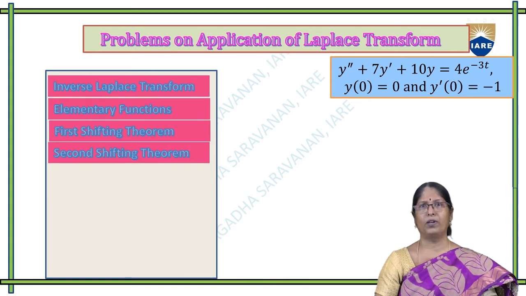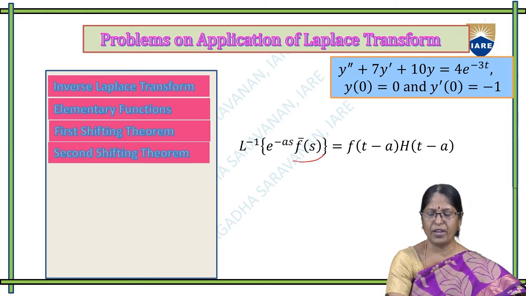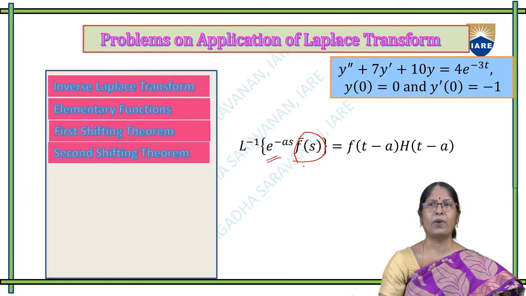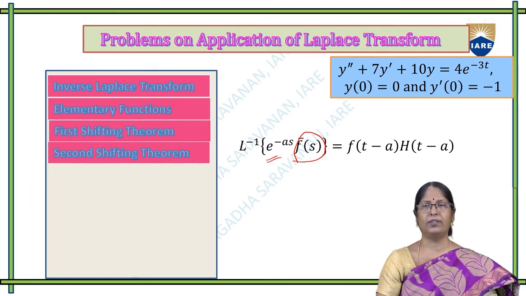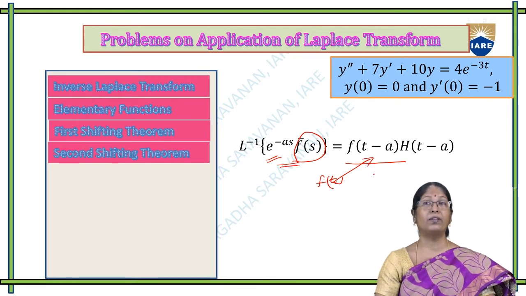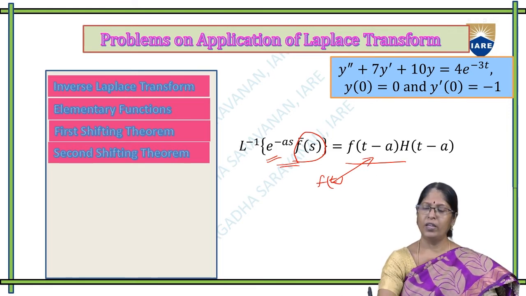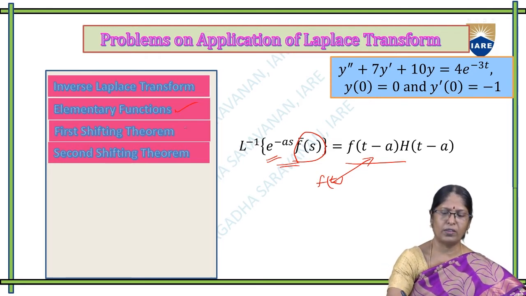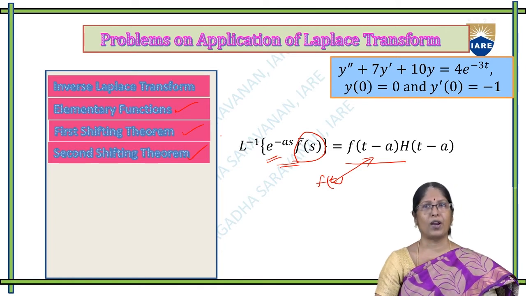If this is not possible, we will move to second shifting. In the second shifting, at the final stage, if f bar of s is multiplied by e power minus as, then solving, we will get f of t where t is replaced by t minus a, into h of t minus a. So it depends upon the problem. When we are applying the inverse, these are the formulas to be tried.